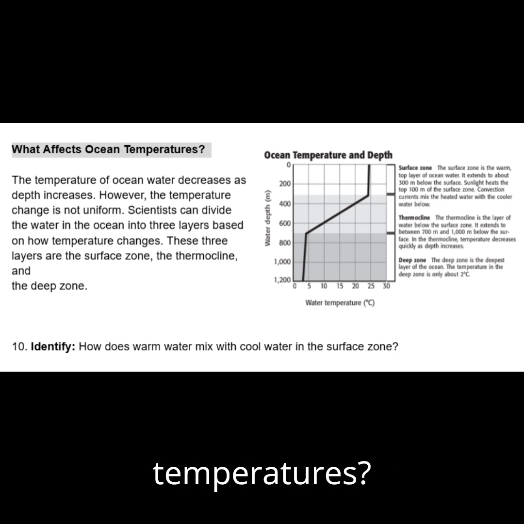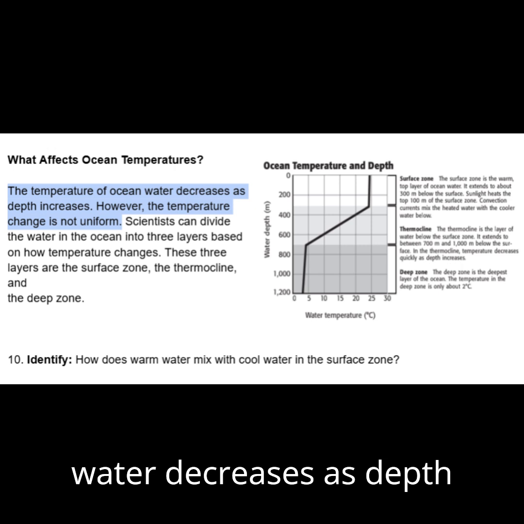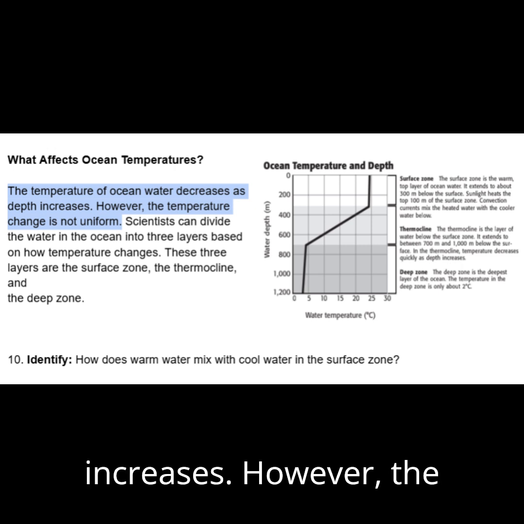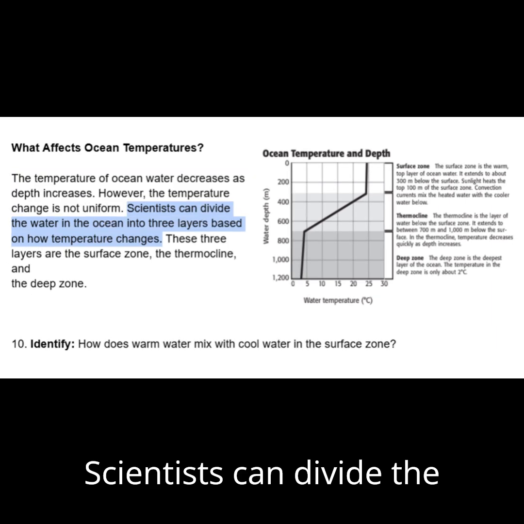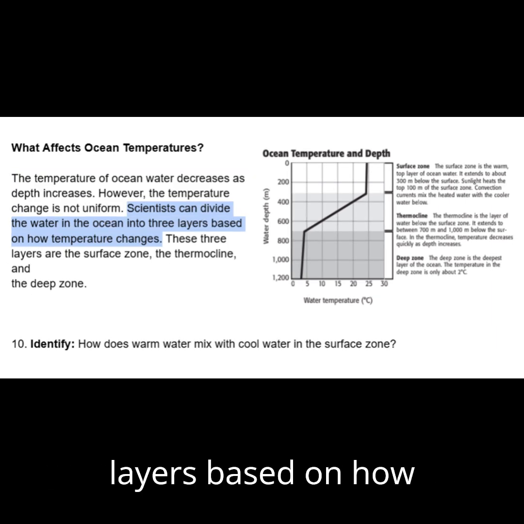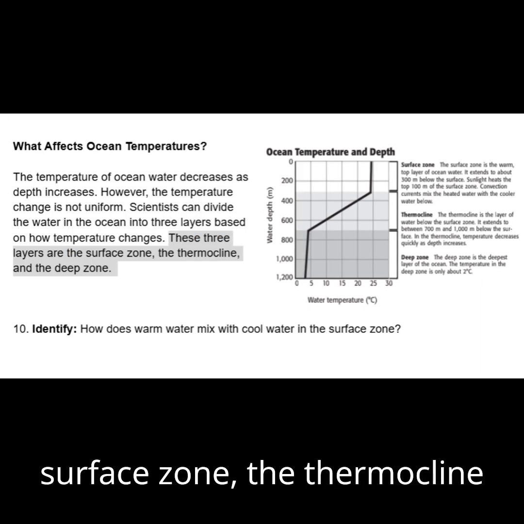What affects ocean temperatures? The temperature of ocean water decreases as depth increases. However, the temperature change is not uniform. Scientists can divide the water in the ocean into 3 layers based on how temperature changes. These 3 layers are the surface zone, the thermocline, and the deep zone.